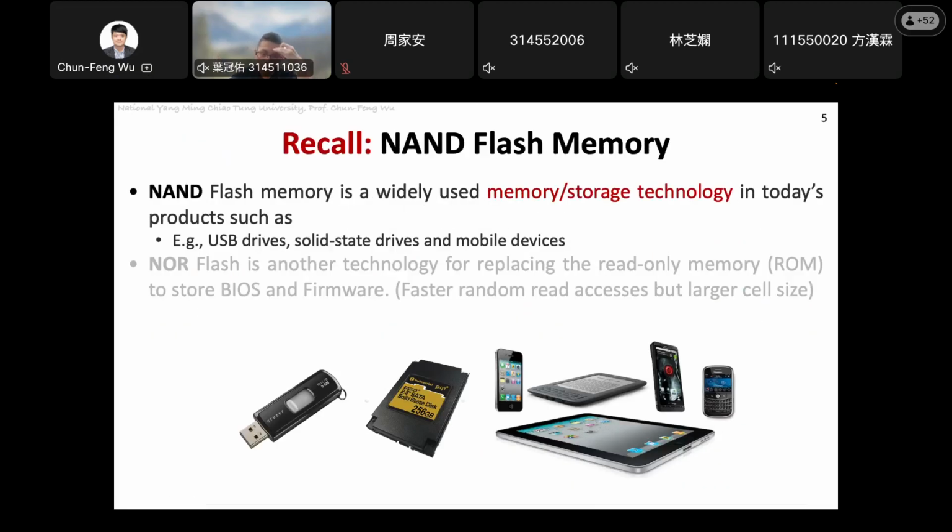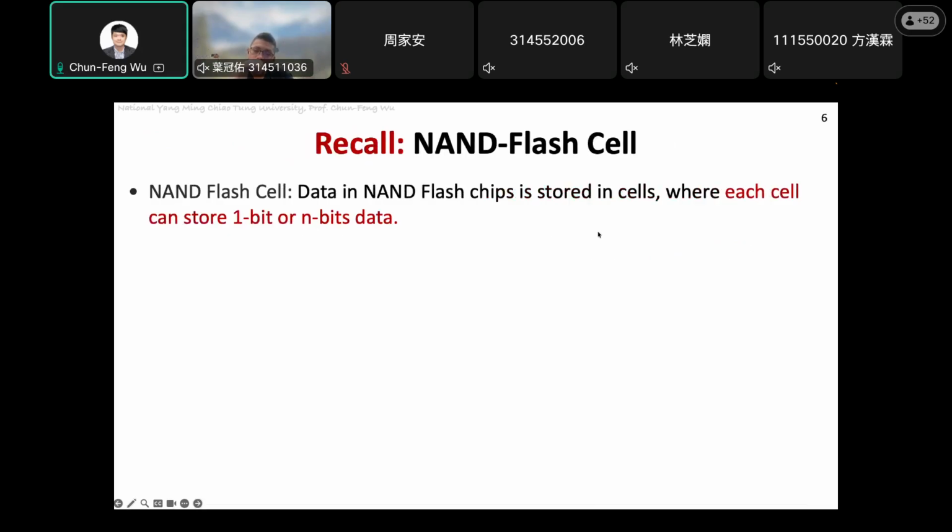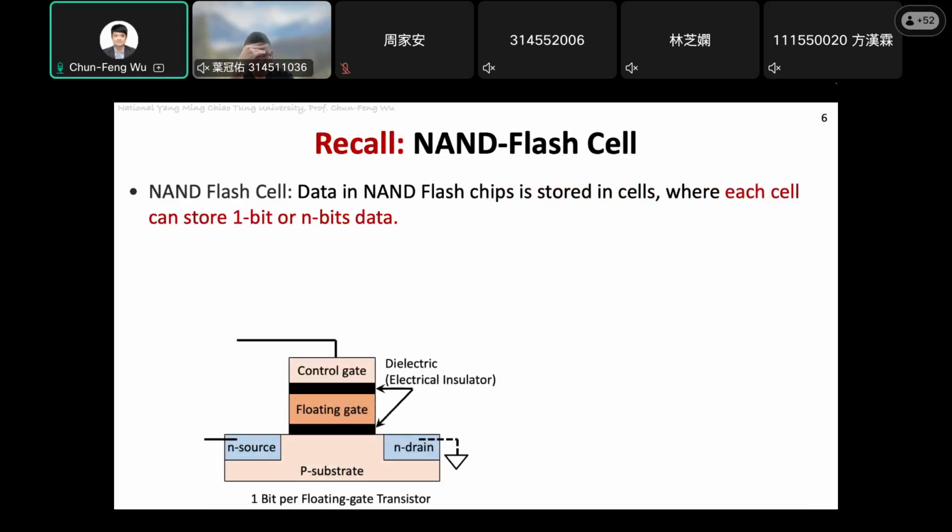And then we talk about SSD. Actually, in most cases, no matter SSD or USB drive or your iPhone or Android phone memory, they are using NAND flash memory. So we talk about the details of NAND flash memory. So this is NAND flash memory. Actually, NAND flash memory is like, sorry, let me use Chinese to quickly go through this part.